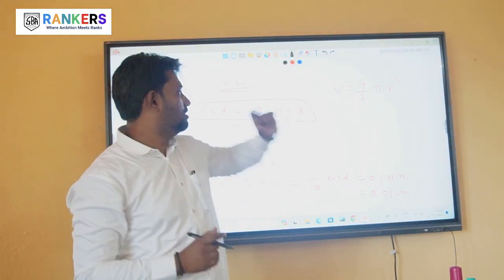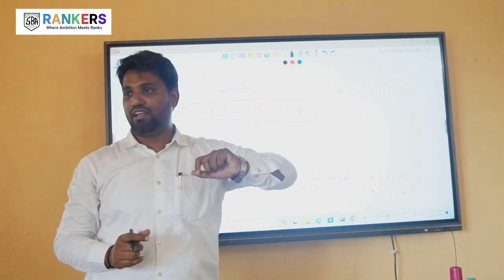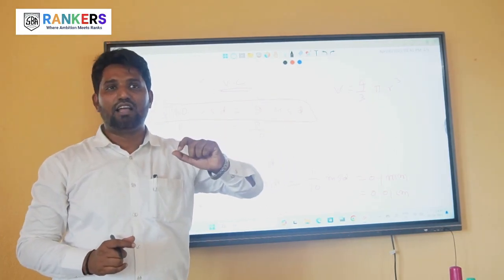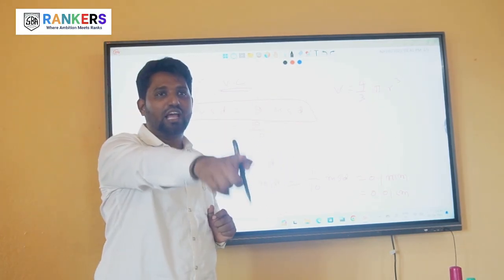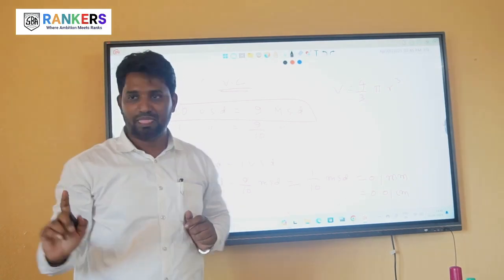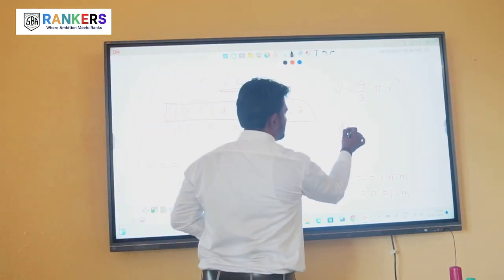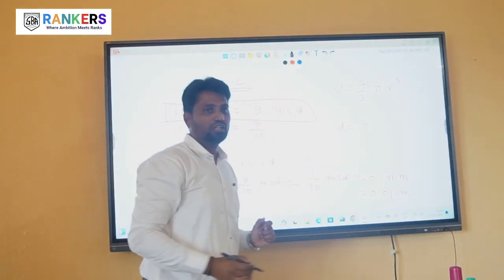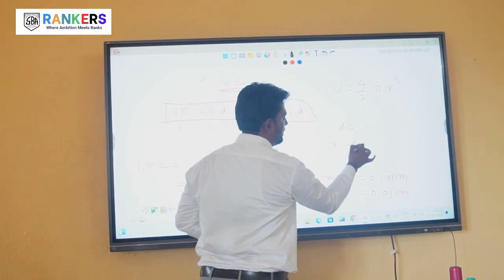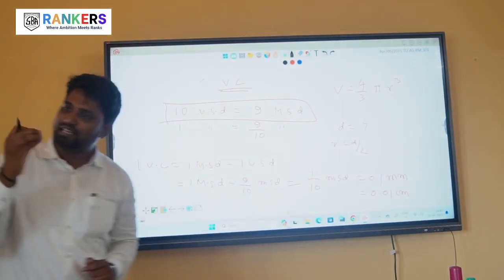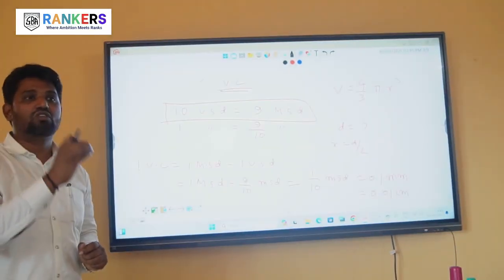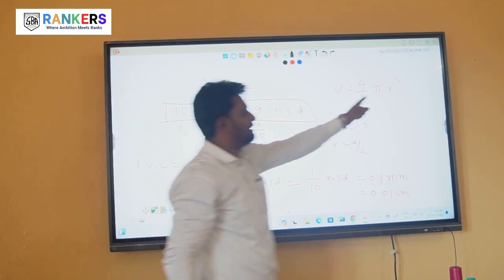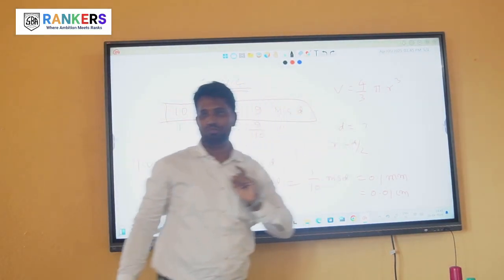you never calculate the radius directly. You calculate the diameter, and for the diameter the format I already gave, and you did one example also. Then we calculate the diameter. Whatever diameter you get, you can calculate the radius from here, r equal to d by 2. After getting the value of r, you can substitute the value here and get the value of volume.